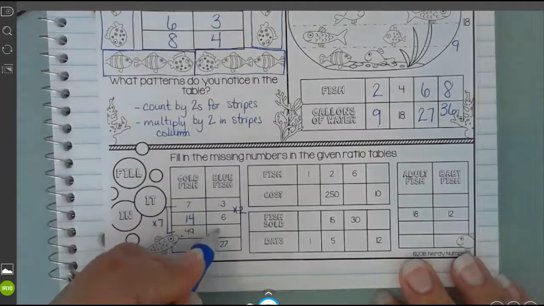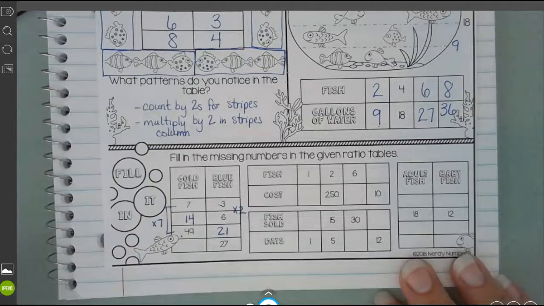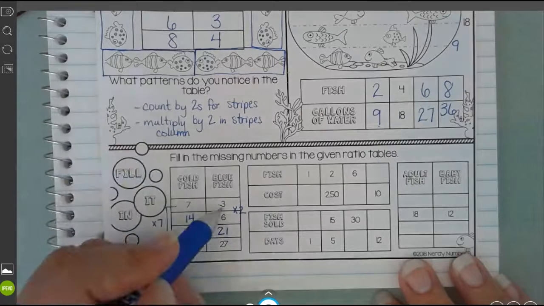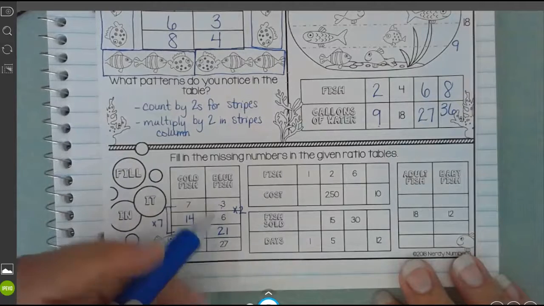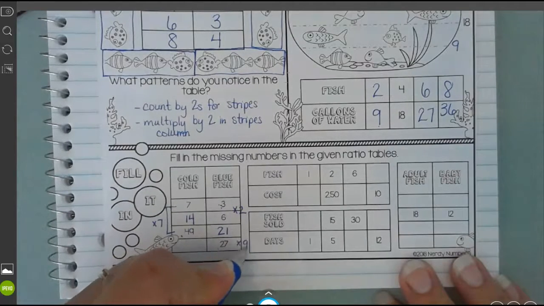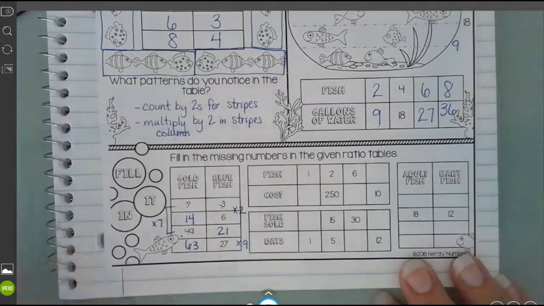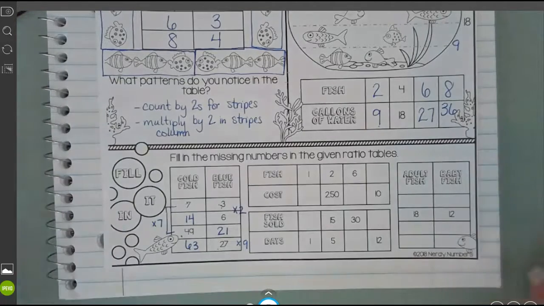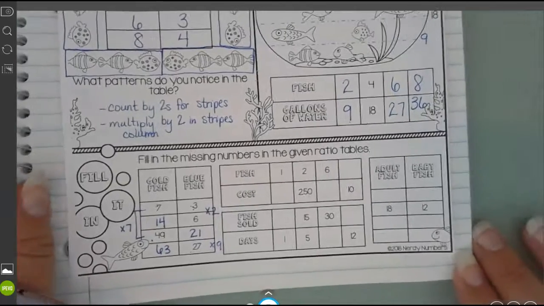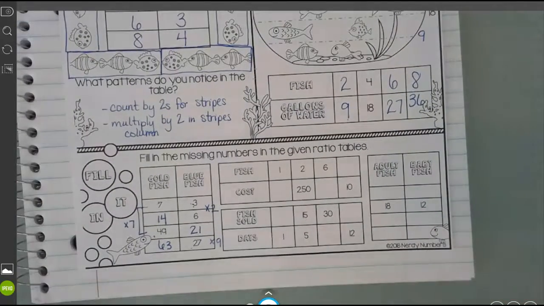3 times 7, 21. Now you might be thinking, how do I go from 3 to 9? I know that's times by 9. 7 times 9, 63. Please make sure that this has been filled in your notes.